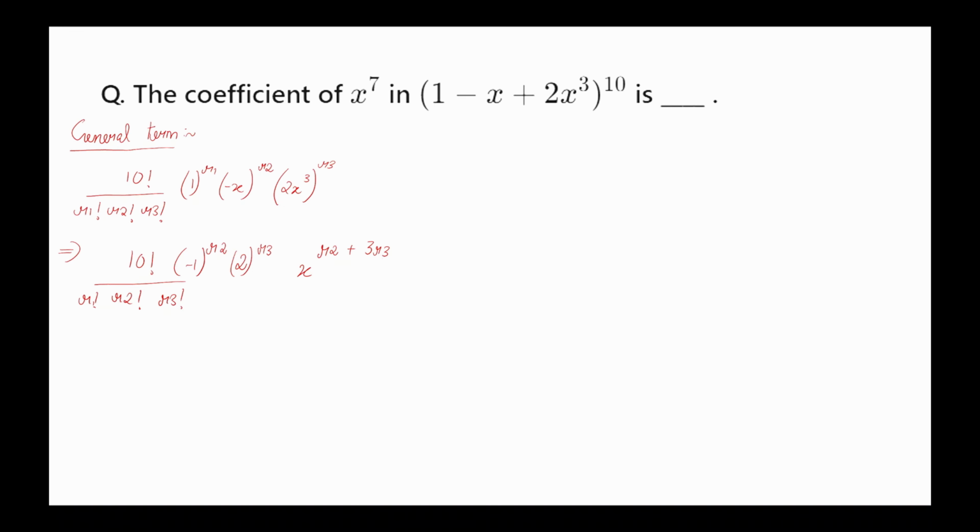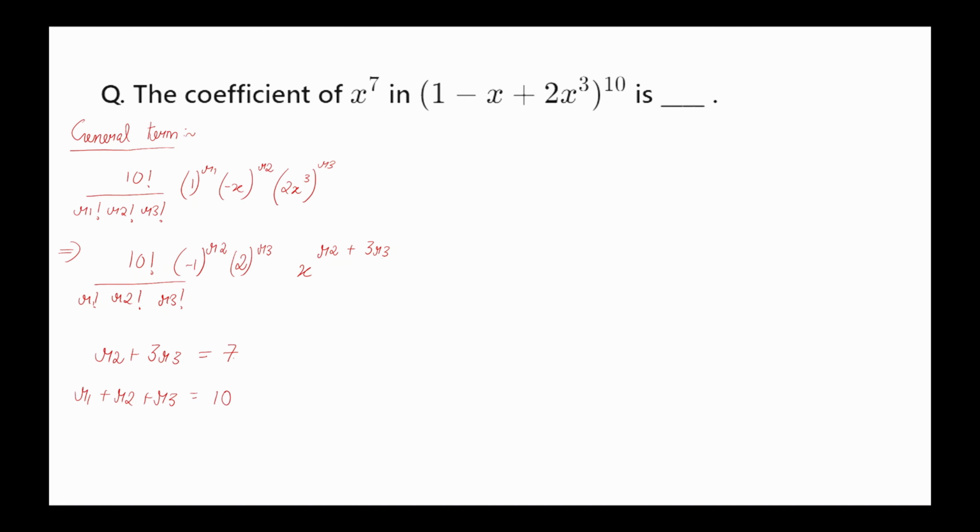Now, in this general term, I need to find out what my coefficient of x to the power 7 is going to be. So that means I need to put this value r2 plus 3r3 as 7. So one of the conditions that I'm getting is that r2 plus 3r3 should be equal to 7. And one more equation from the general multinomial theorem term: r1 plus r2 plus r3 is always equal to 10. So whatever values of r1, r2 and r3 I choose, they should satisfy these two conditions.